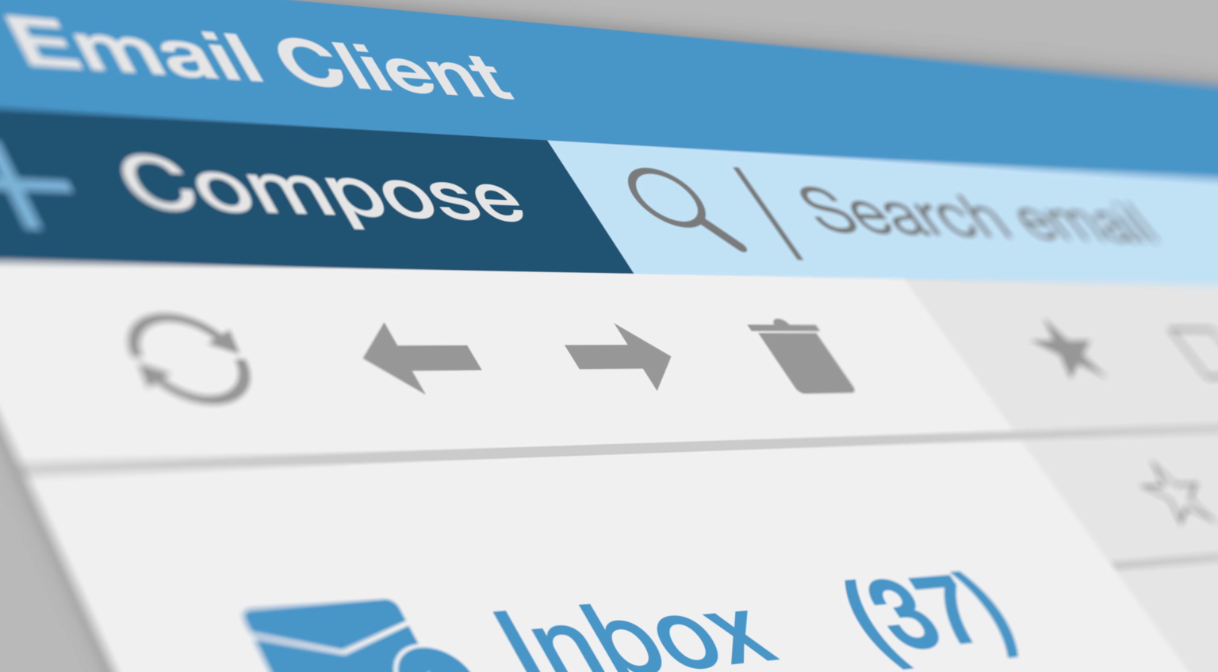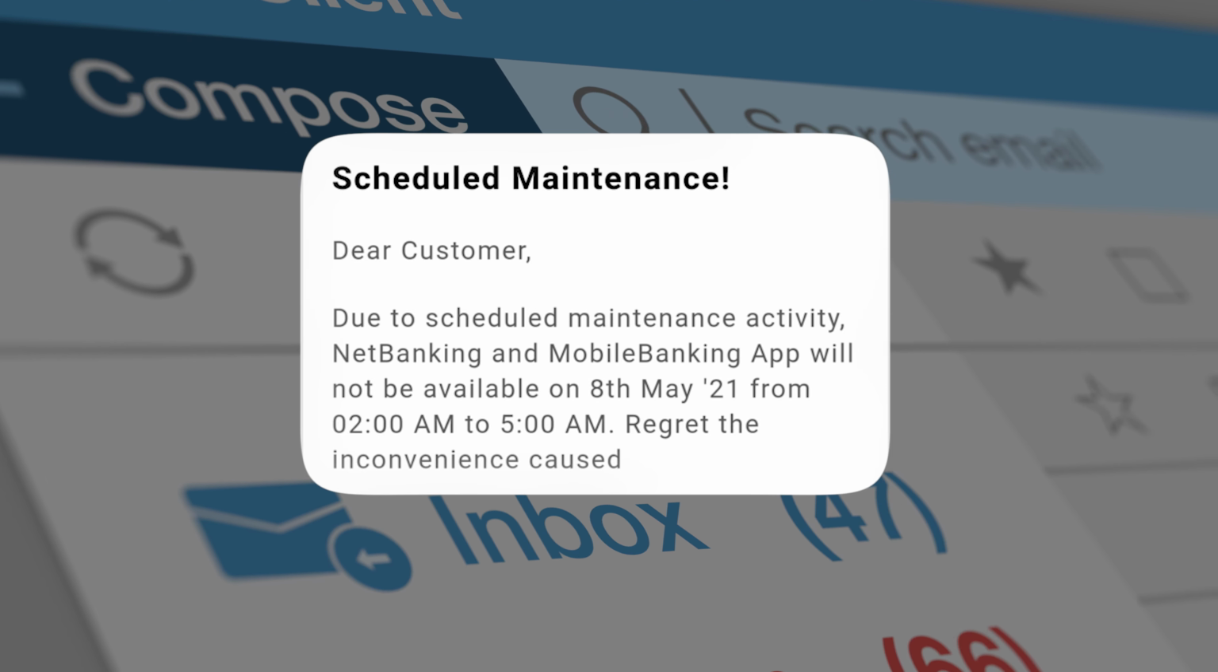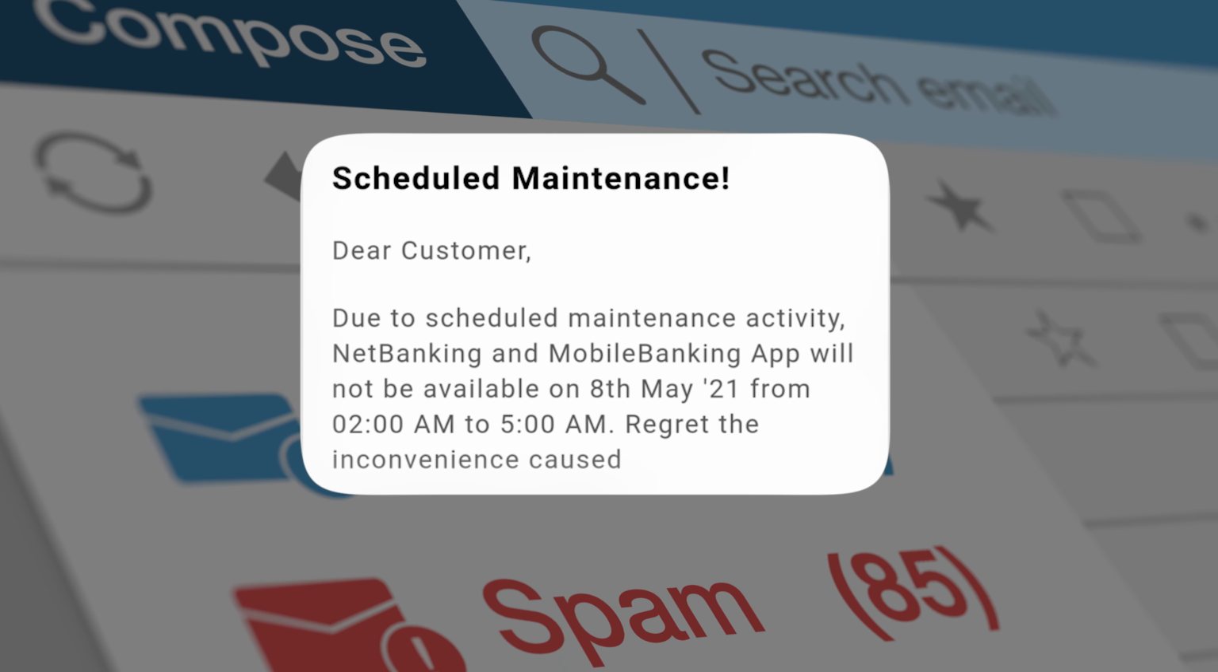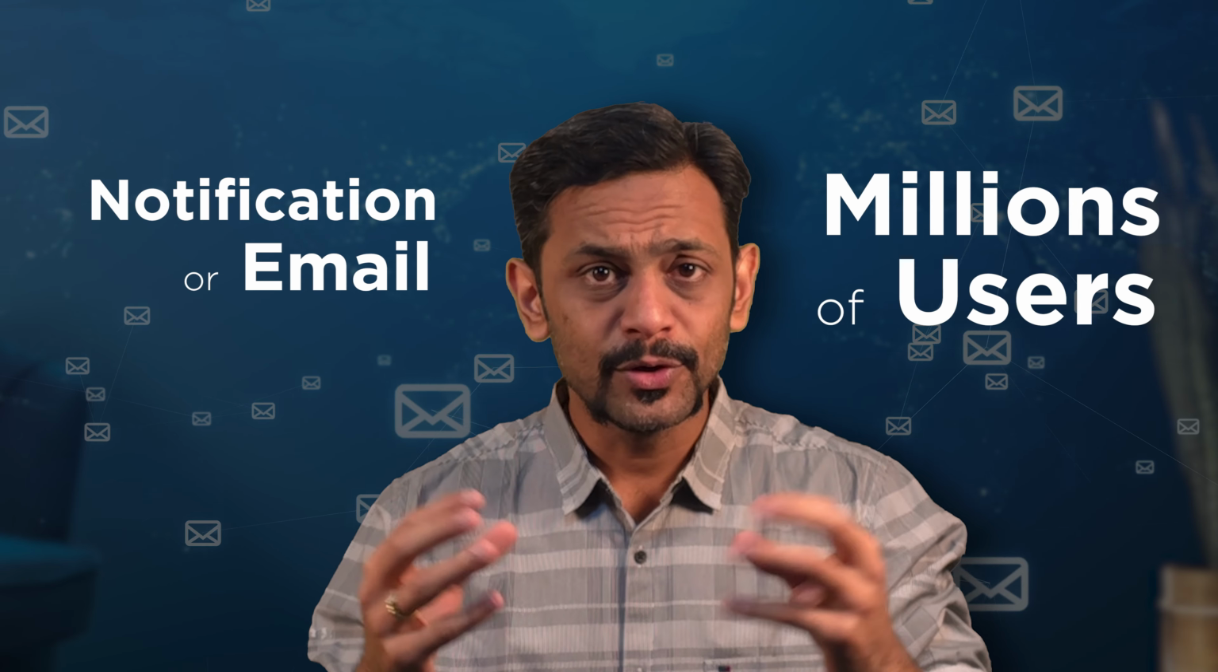Have you got a notification or an email from your bank stating that on this Sunday, from this time to this time, you will not be able to use the app because it will be in maintenance mode? Have you wondered how they send these notifications or emails to millions of users using the application? In today's video, let's learn how to run the backend workflow on a list of things to save time on repetitive tasks.